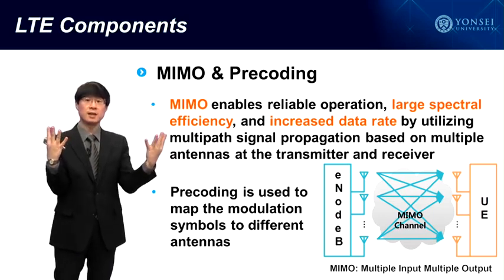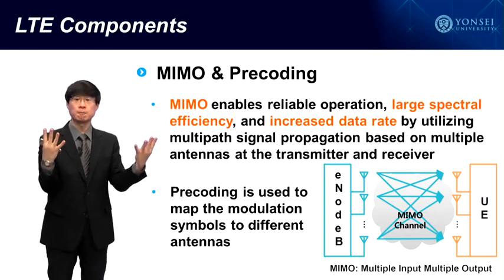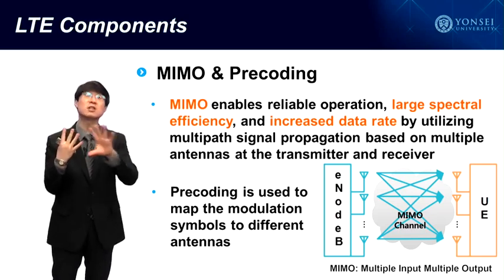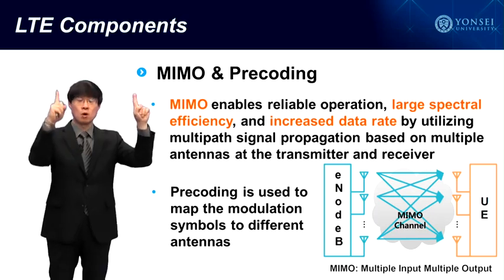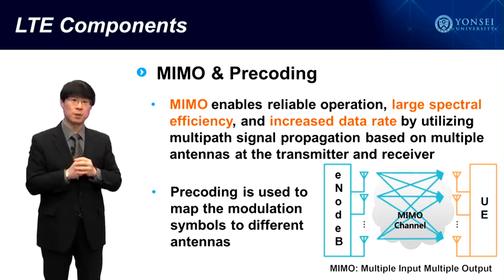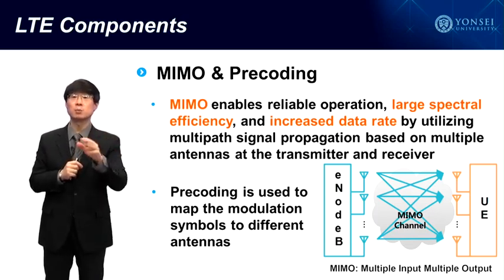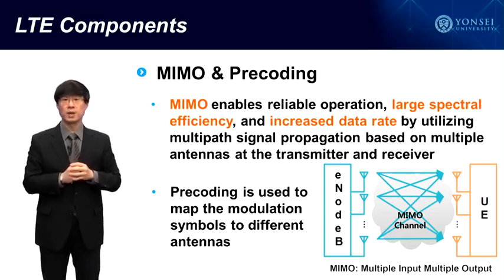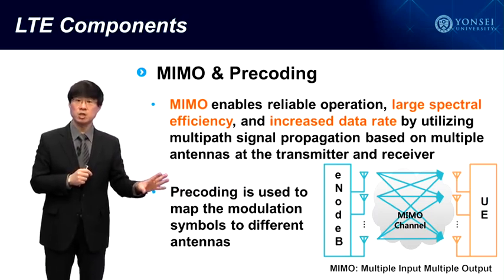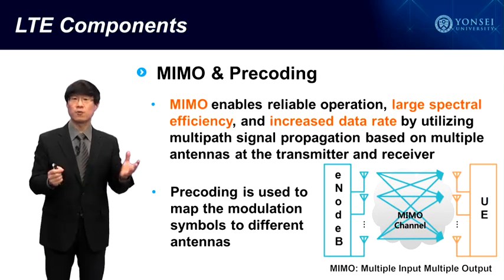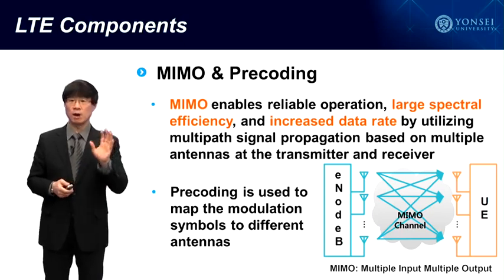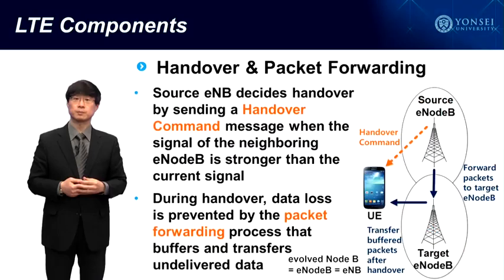So using 4 antennas and special pre-coding techniques, I can achieve almost 4 times the data rate exchange using the same bandwidth that I used before when I was using just one antenna. And that's a remarkable enhancement. That's what multiple input, multiple output, MIMO technology is about, and it uses pre-coding. Pre-coding is used to map the modulation symbols to different antennas. So therefore, MIMO transmission technique and pre-coding make very high data rate exchange in LTE possible.